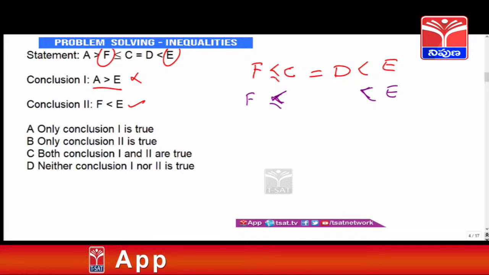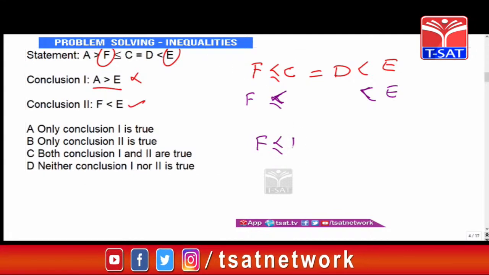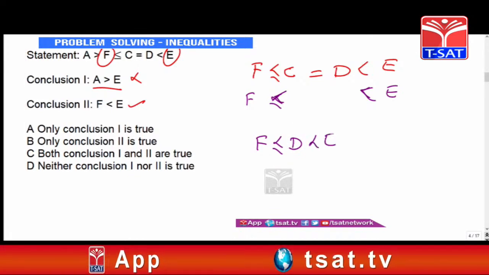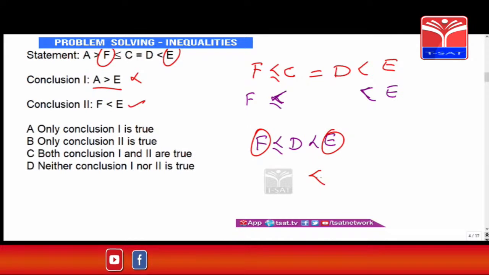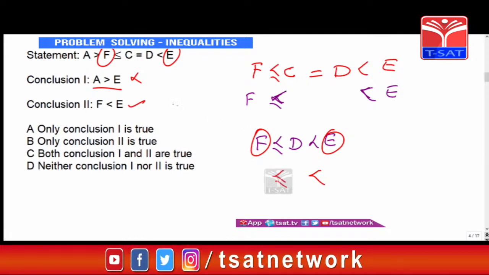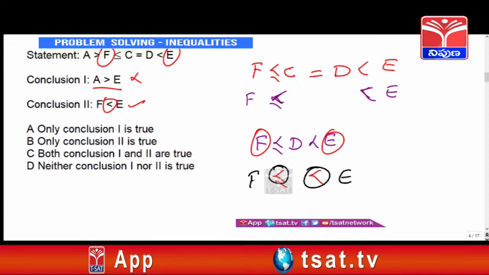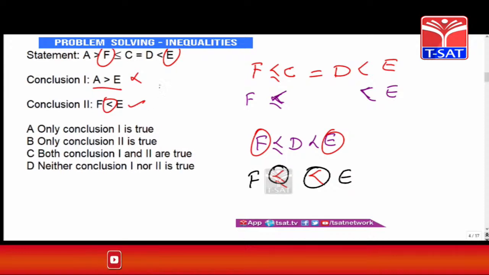For example, I can shortcut this particular statement. How? I can write F is less than or equal to C, but C is equal to D. So I can directly write D here, because both C and D are equal. Now D is less than E. So directly you take now E and F. There are two symbols, greater than and greater than or equal to. But what he is asking is only the greater symbol. So the greater symbol is there in both cases. So here E and F. That is the reason conclusion 2 follows. So your answer is only conclusion 2.